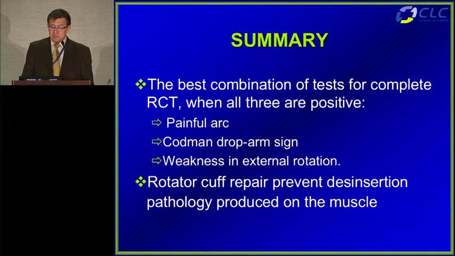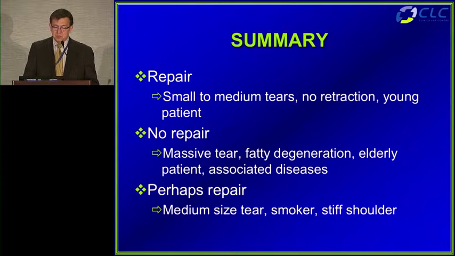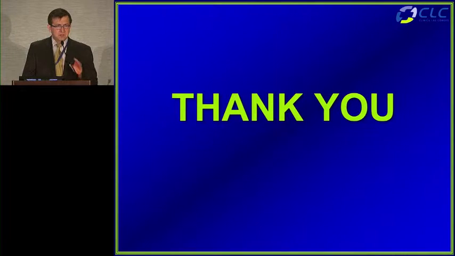The rotator cuff tear produces pathology in the insertion and in the muscle, and the recurrence of the tear is high when we have a big tear, when we have fat infiltration, and with older patients. Rotator cuff repair tries to restore the normal insertion of the rotator cuff to the bone. Repair small to medium tears with no retraction in young patients; probably not repair massive tears with fatty degeneration in elderly patients with associated diseases because of the low probability of healing. And perhaps repair medium-sized tears in patients that are smokers and with a stiff shoulder. Thank you very much.